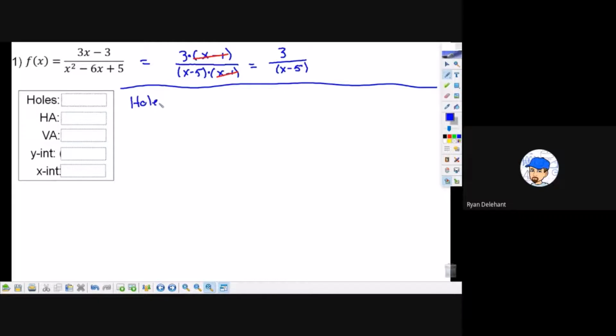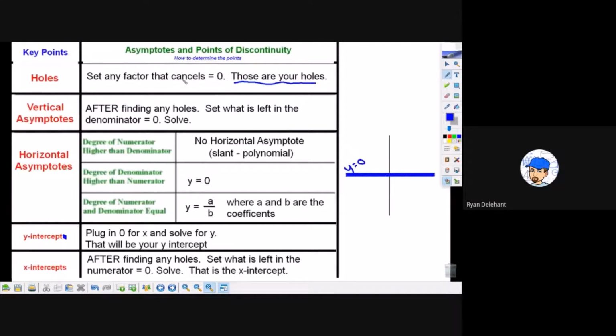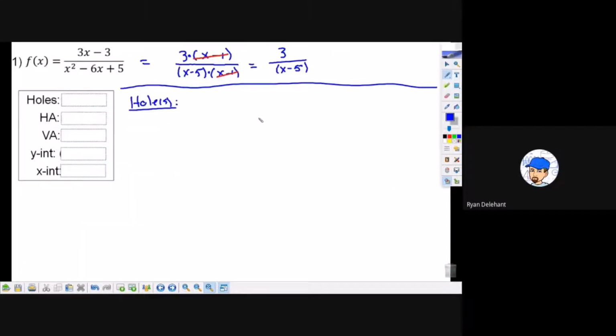So when we go through and we start dealing with all of our features, the first one we always have to deal with is finding any holes. What did I cancel out? I canceled out the x minus 1. So what this says right here is set any factor that cancels out equal to 0, and it'll show you where the hole is. Now the hole is a point, so we've got to find its x and its y, but x minus 1 canceled out. To find the x value of the hole, I set that equal to 0, and I solve. So that tells me that its x value is 1.